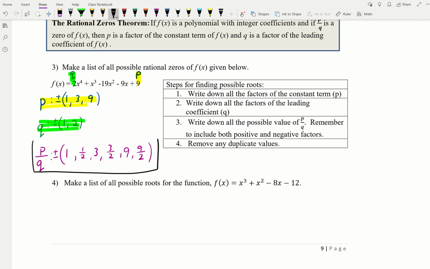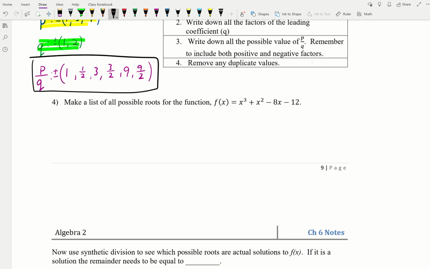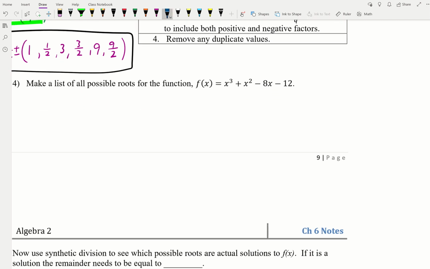All right, we're going to do one more example. I would recommend that you pause the video and try this on your own first. So in this example, we want to make a list of all possible roots of this function. So here's our constant, there's P. Here's our lead coefficient, all right, which in this case is going to be 1, even though it's not written. So for factors of 12, I know it's 1, 2, 3, 4, 6, and 12. And again, each one of those can have the plus or minus in front. And then Q is going to be 1. So the only factors of 1 are going to be plus or minus 1.